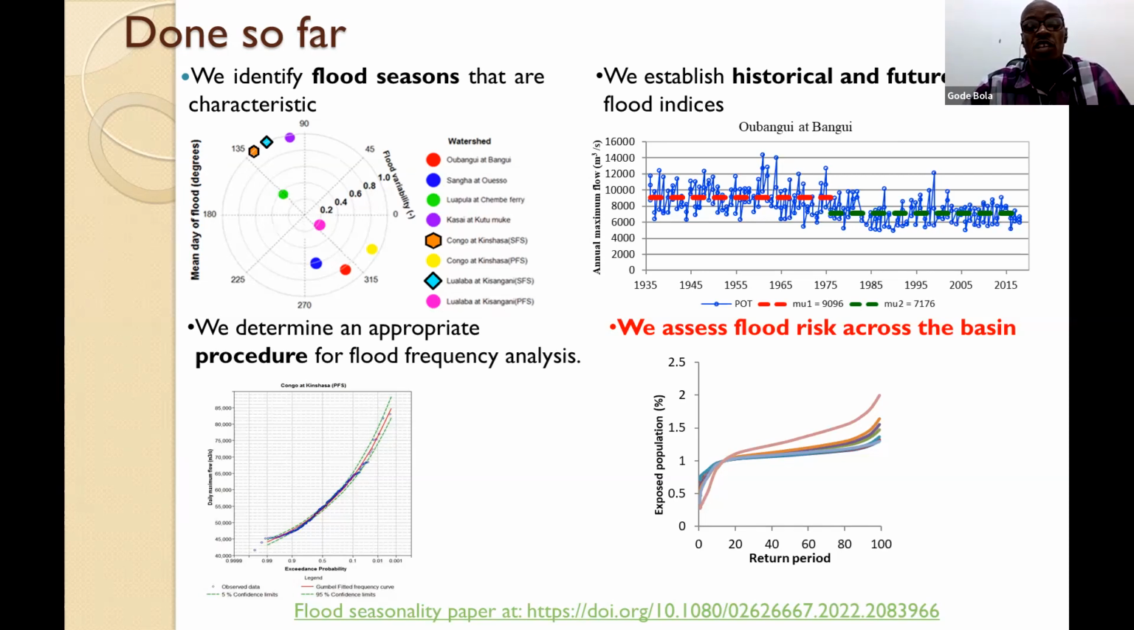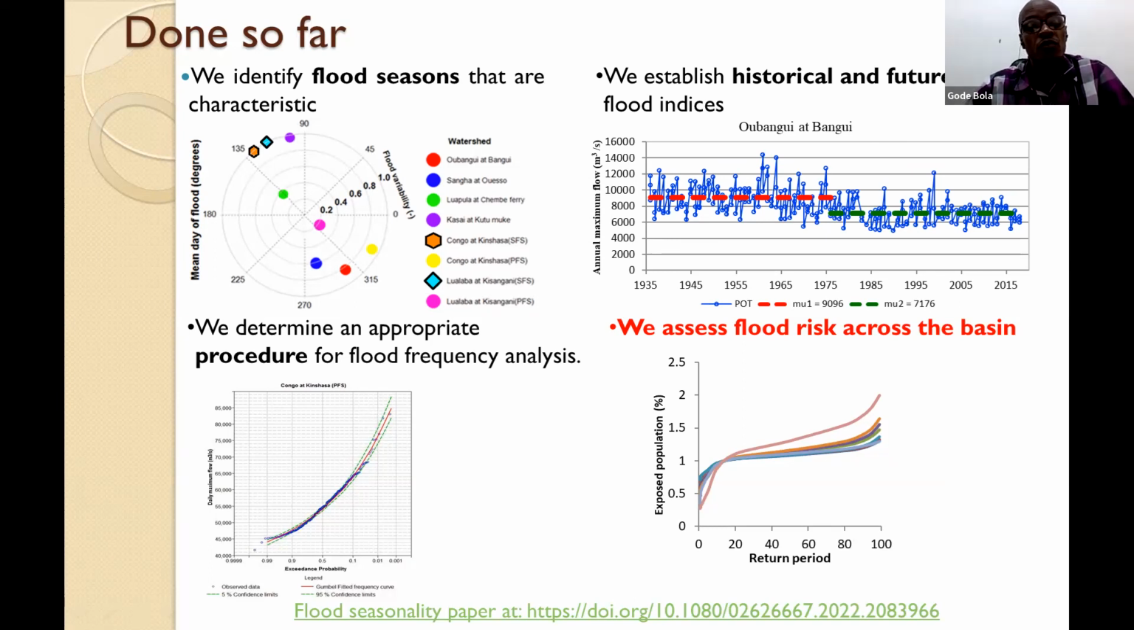And as you can see from this figure, the urban station, the historical trend for the flood shows that the flood was downward. The third point was to determine a suitable procedure for flood frequency analysis within the Congo Basin. That was the first time in the Congo Basin to come with this exercise, this data. And we successfully did have some results that will be published soon.